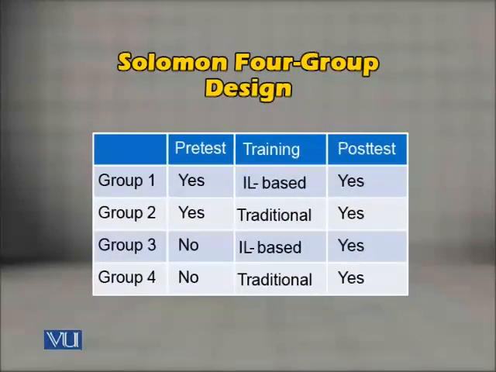Another type of evaluation design which can get rid of most of the threats to internal and external validity is the Solomon 4-group design. A Solomon 4-group design is a very rigorous, very complex evaluation design. This design uses a pre-test and a post-test with a comparison group and another group which is used for post-test only.